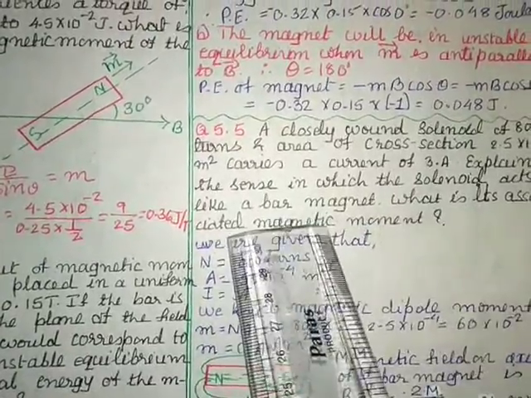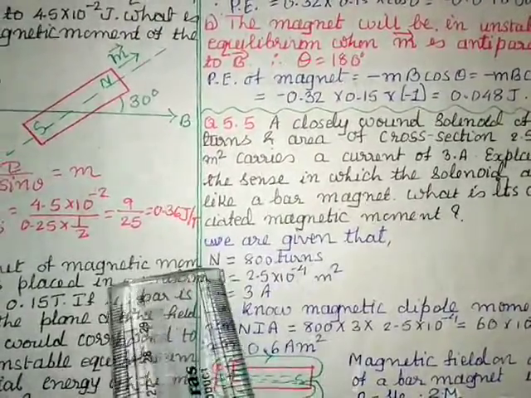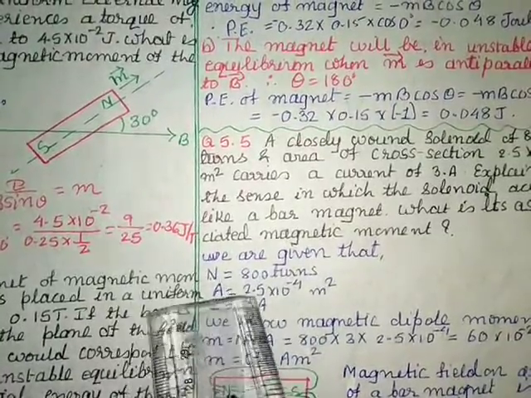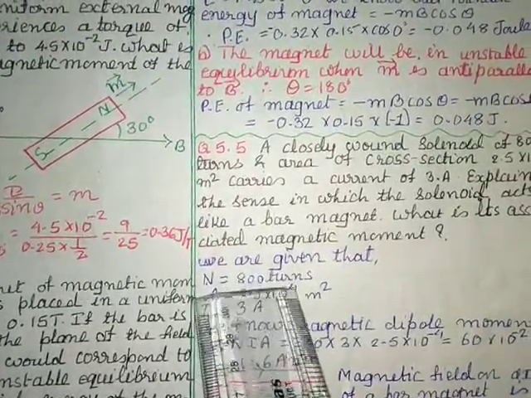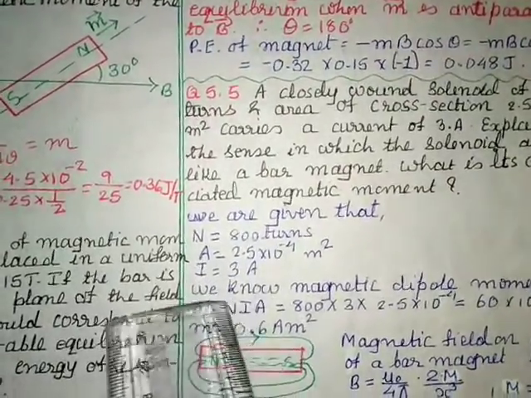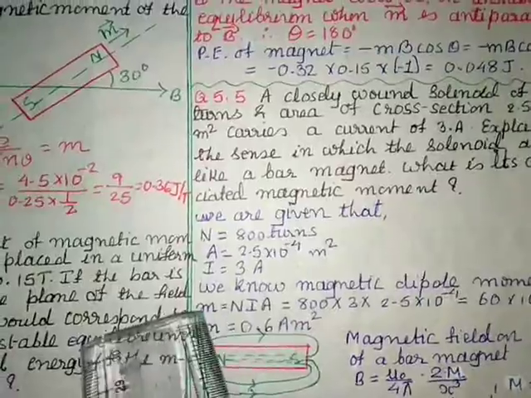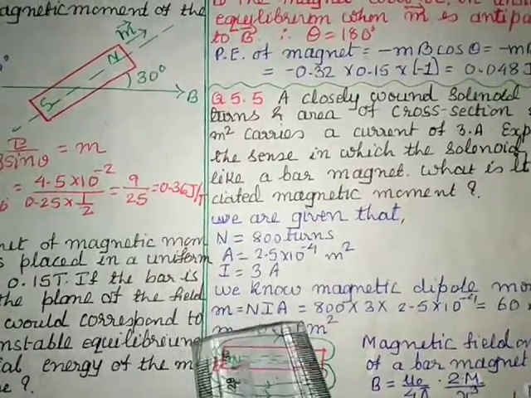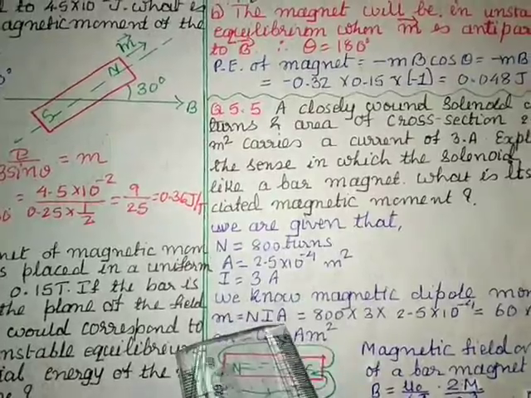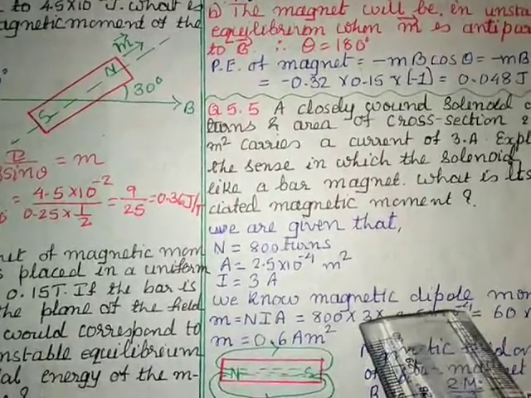First we'll find the magnetic moment. We are given that the number of turns N is equal to 800 turns. Area of cross section is 2.5 into 10 to the power minus 4 meter square, and current is given to you as 3 ampere. We know that the magnetic dipole moment is given by M is equal to NIA. Put the values: N 800, current 3, area 2.5 into 10 to the power minus 4.